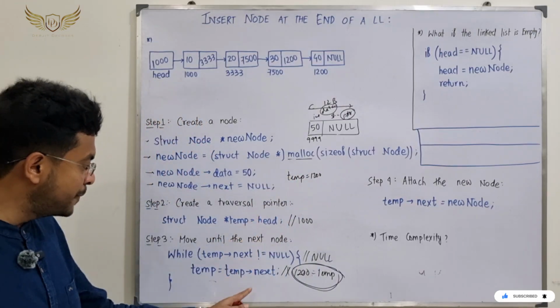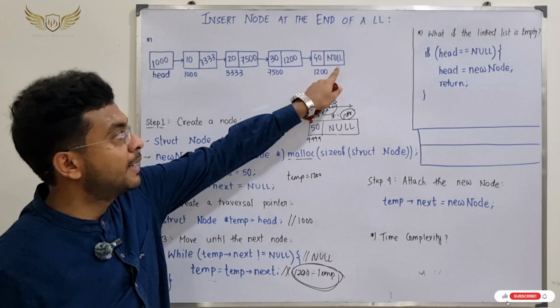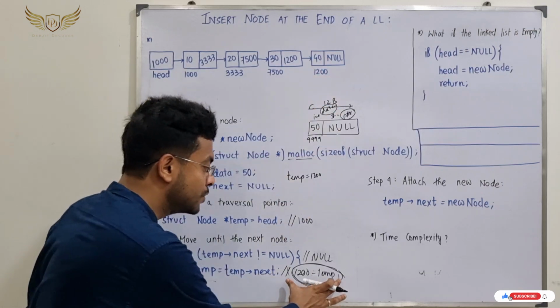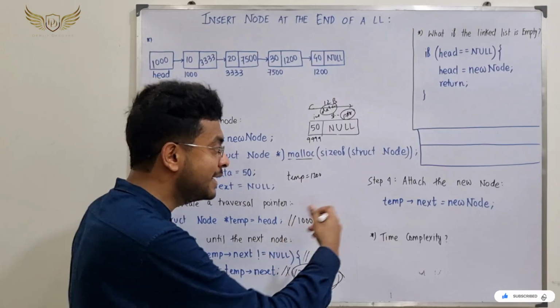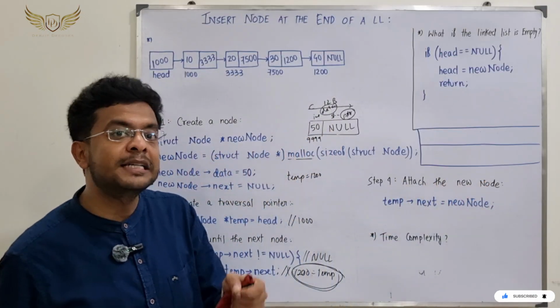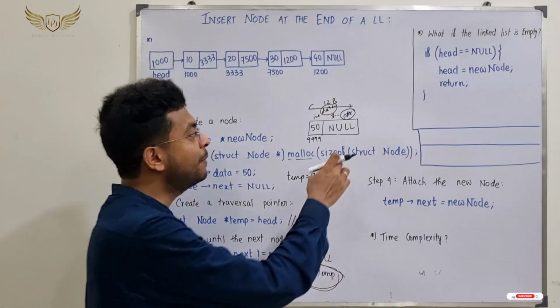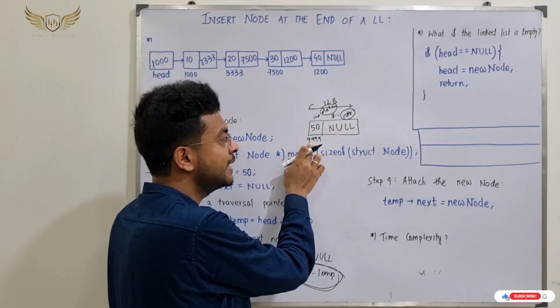Right? So this part is clear, that how to move to the next node, and we need to find what to insert. Right? So the last value temp is holding is 1200. Just keep in your mind. What is the next step? Attach the new node. So we need to now attach the new node. Right? We have created this new node 50 and null, and this is our address 9999.